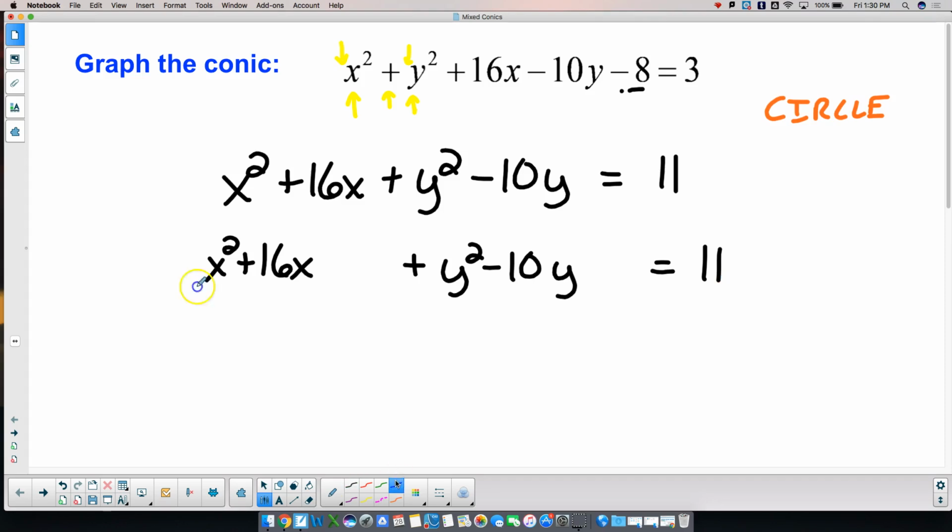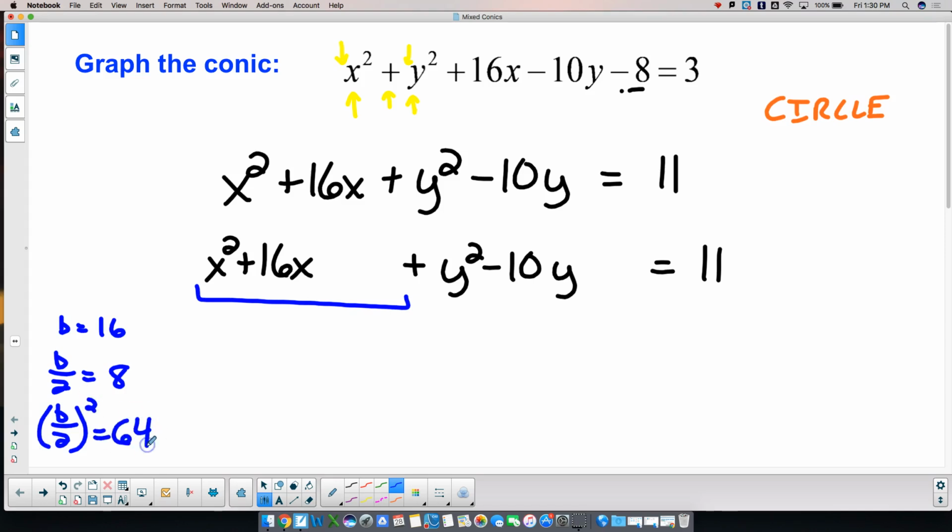So if I'm working the x part here, my b value is 16, which I'm going to divide by 2. That gives me 8. And I'm going to square it. That gives me 64. So I'm going to fill this gap with 64, which means over here, I also need to add 64.